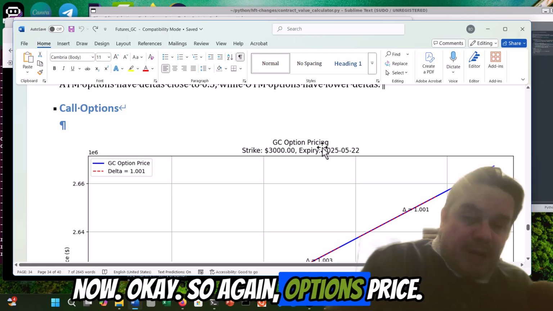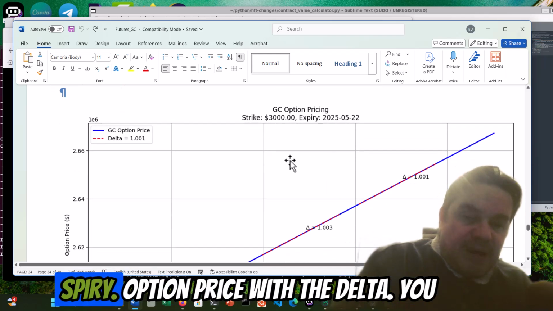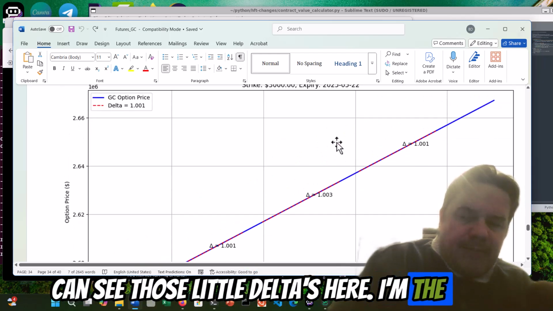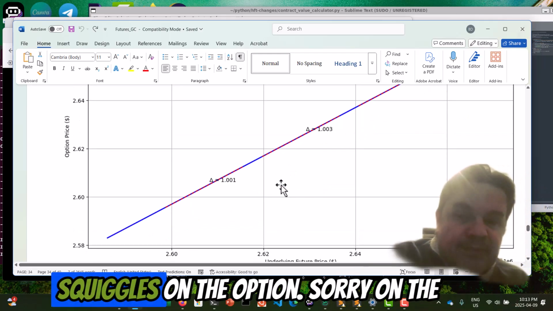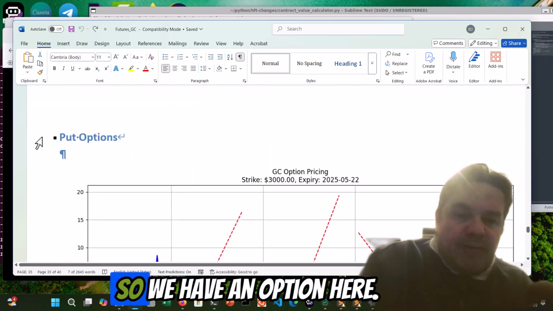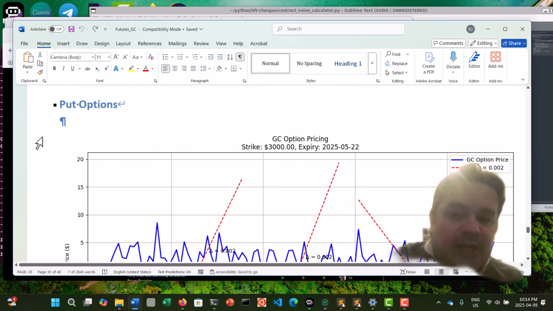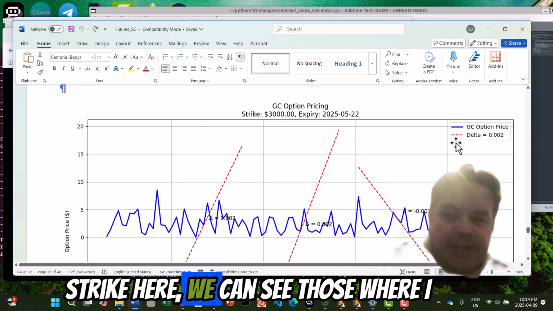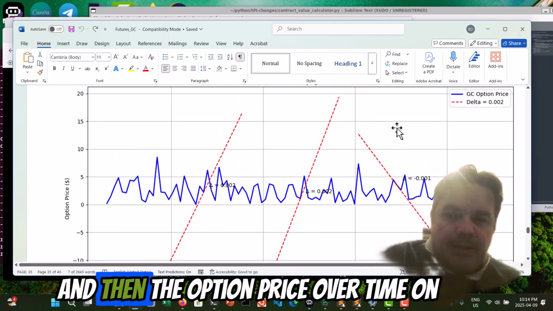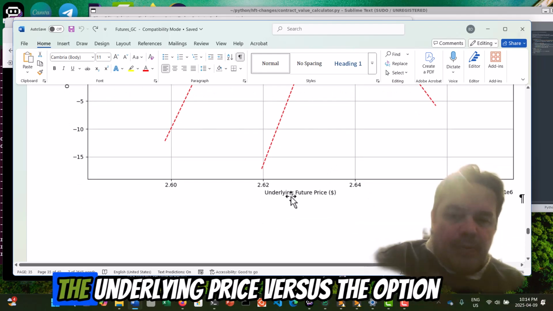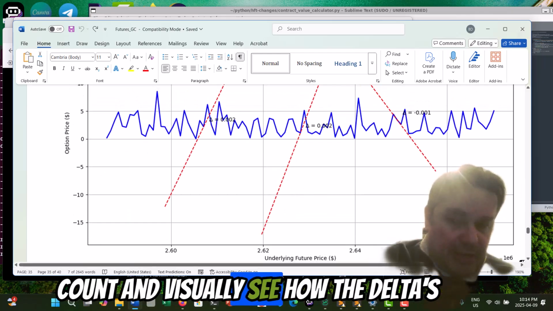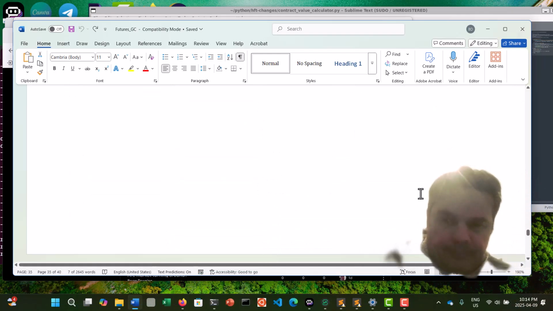Okay, so again, option price, we've got our strike price and our expiry, option price with the delta. And you can see those little deltas here. Depending upon how you get better, we call them squiggles on the option, on the delta as well. So we have an option here. So again, if we have the option pricing, strike, here we can see those, what I call the delta with the amount, okay? And then the option price over time, the underlying price versus the option price as well. So we can visually see how the delta is working in there as well.